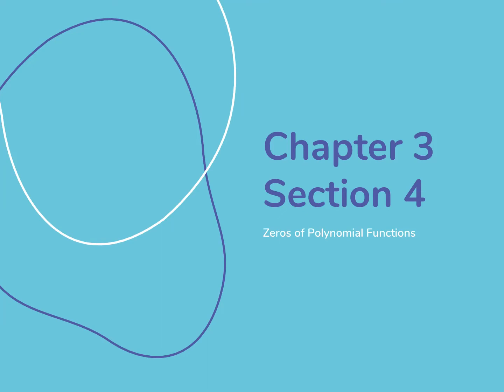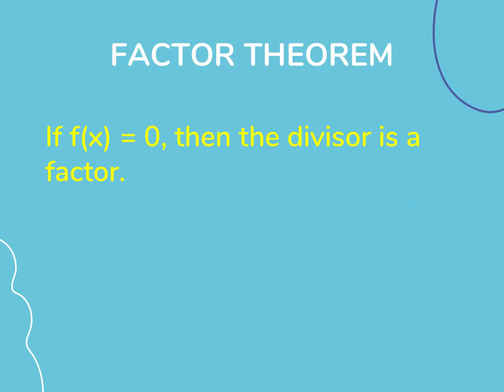All right, so 3, 4 is called zeros of the polynomial functions. It starts with that factor theorem again, remember, which says that if my remainder is 0, or if I took whatever the x value is and plugged it in and I got 0, then the divisor is a factor. So if it's asking is blank a factor, you're looking for the remainder to be 0. Okay, that's how we know something is a factor.